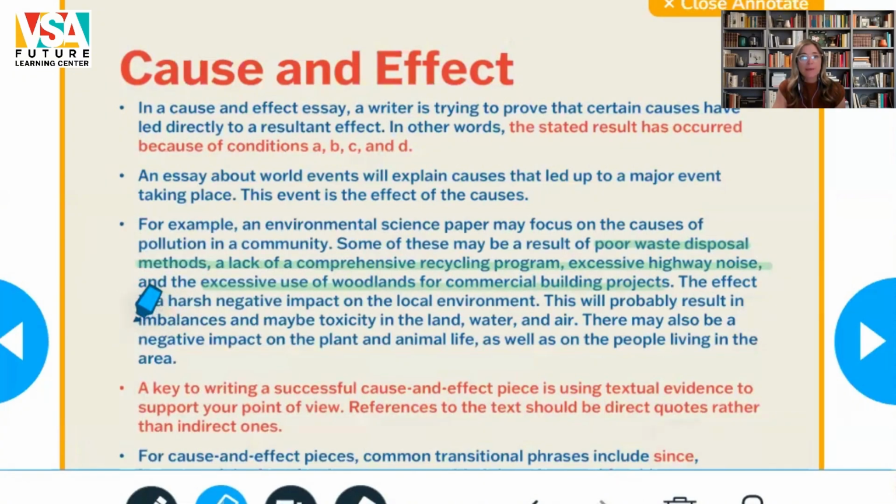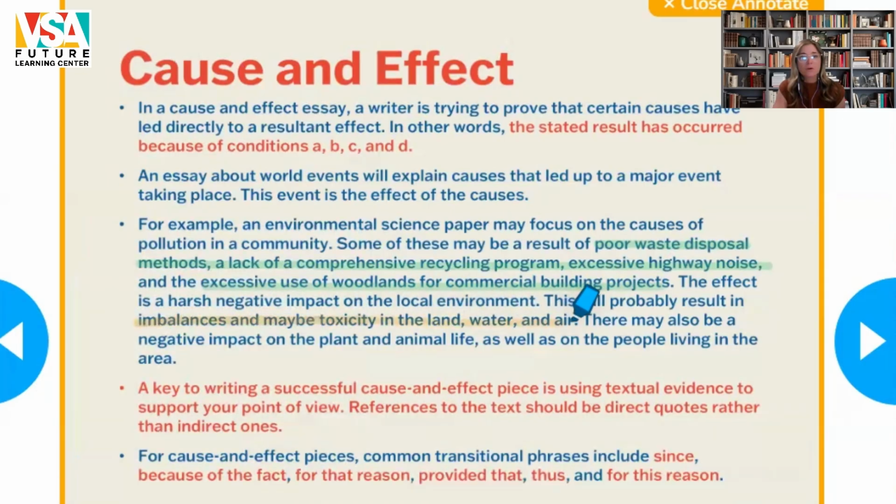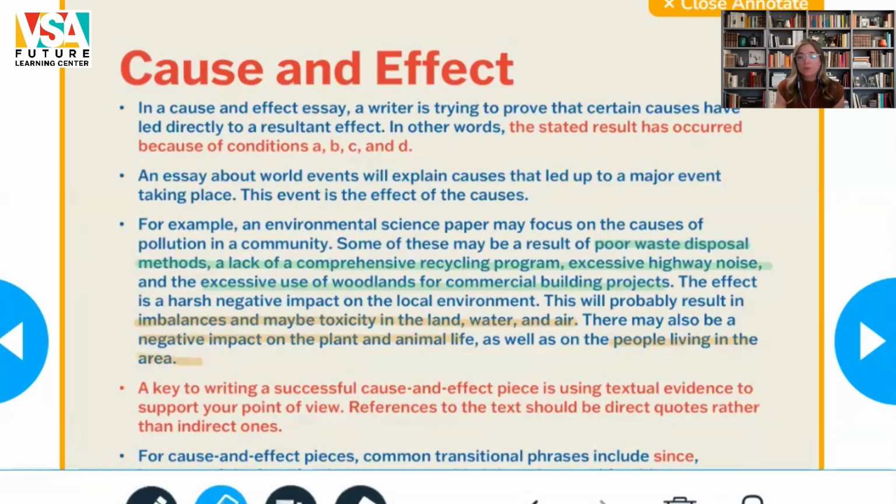So we have imbalances and toxicity in the land, water, and air, and negative impact on plant and animal life, as well as people. So first, we're able to identify what's happening, and then we're able to identify what's the result of that happening.